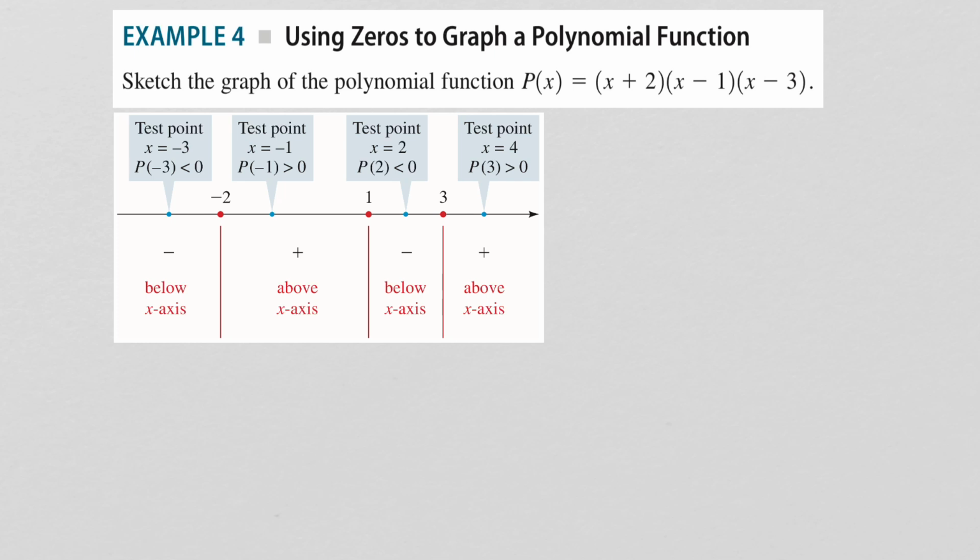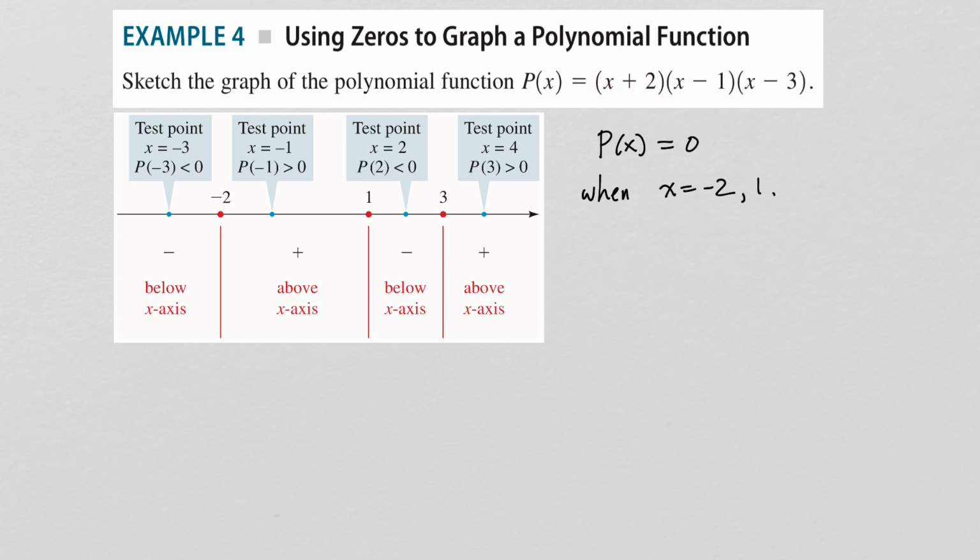So in this example, let's suppose p of x is the polynomial in factored form, x plus 2 times x minus 1 times x minus 3. Now we start with an example in factored form because when a polynomial is factored, it makes it very simple to see the zeros of the polynomial. So we know that p of x is going to equal 0 when x is equal to negative 2, right? Because negative 2 will make this factor 0.